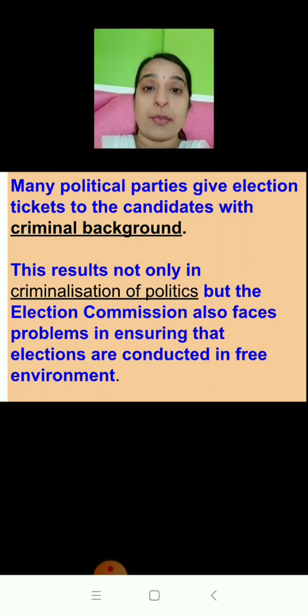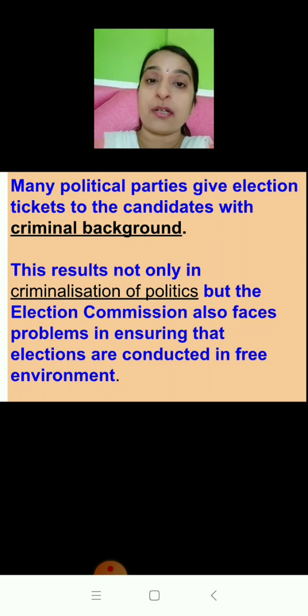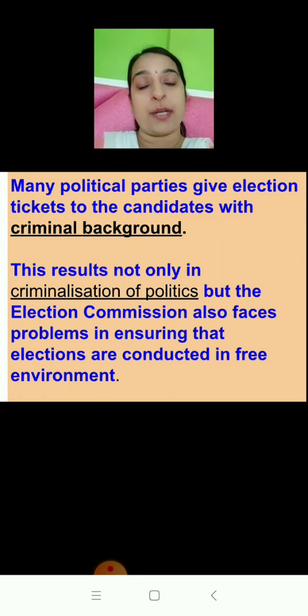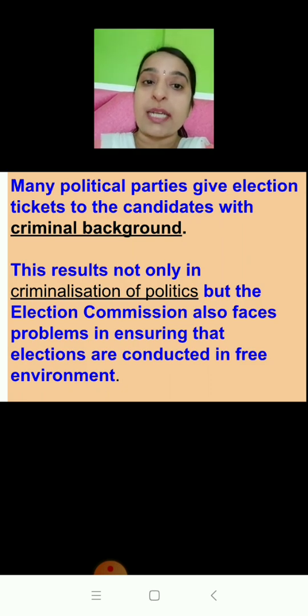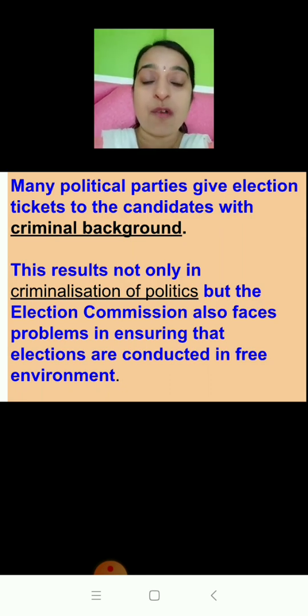So if the candidate is from a criminal background, it will result in criminalization of politics, and it will be very difficult for the Election Commission to conduct the elections in a free and fair atmosphere or environment. So the first challenge was misuse of money. The second challenge is that many political parties give election tickets to candidates with a criminal background, so that will result in criminalization of politics.